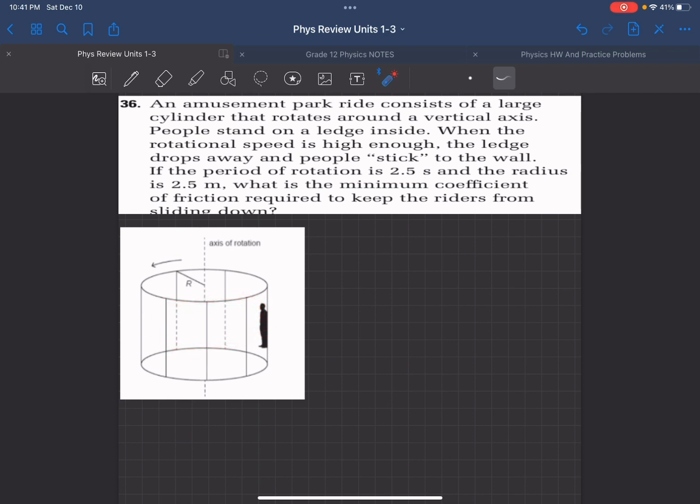So what is the minimum coefficient of friction required to keep the riders from sliding down? Okay, so we have an expression for the coefficient of friction. So mu is equal to the force of friction all over Fn, the normal force. So where are we going to find these two forces?